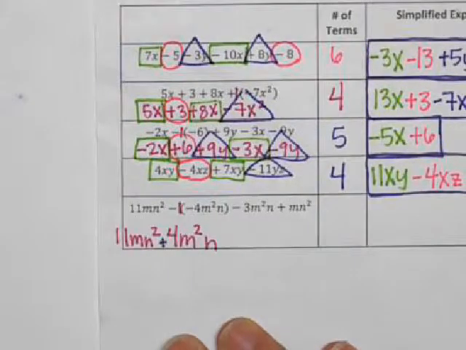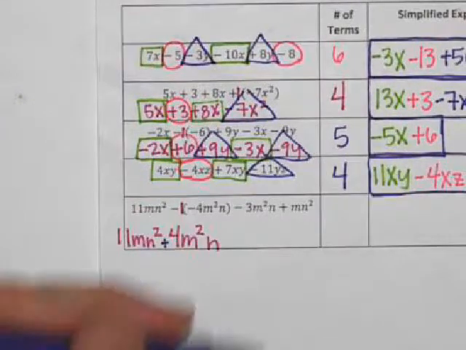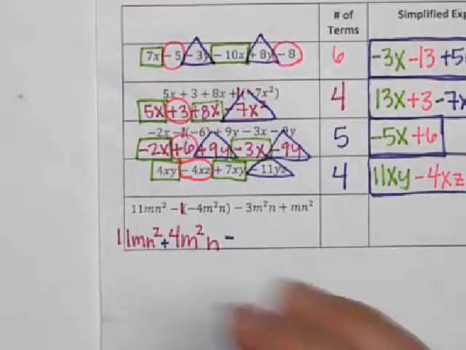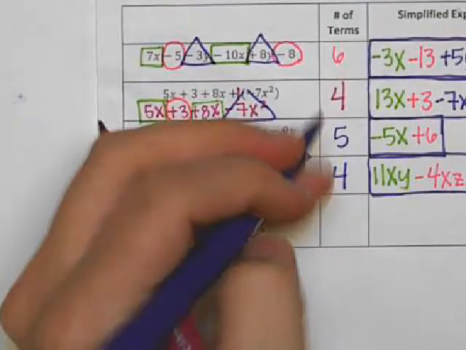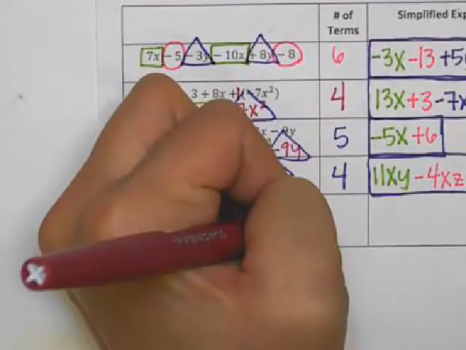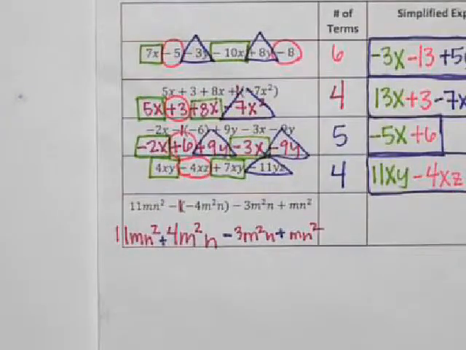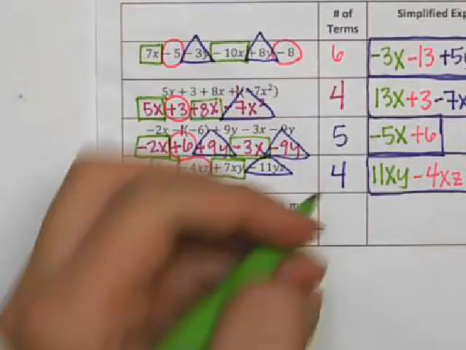And I'm going to switch up the colors to maybe help you see this a little bit better. And then I've got a minus 3m squared n, a plus mn squared. Okay? And it's asking for how many terms do I have. Okay, so if I look, I've got 1, 2, 3, 4 terms.